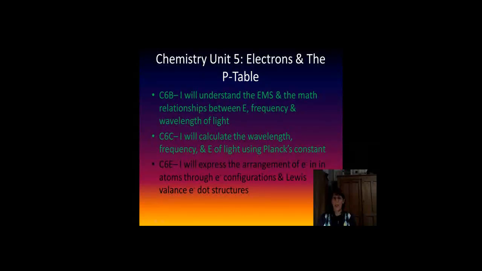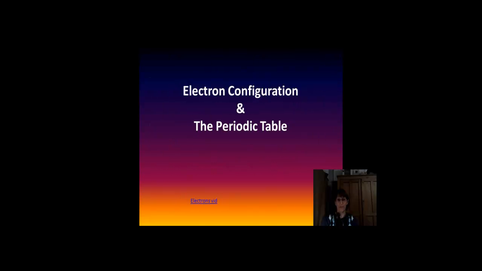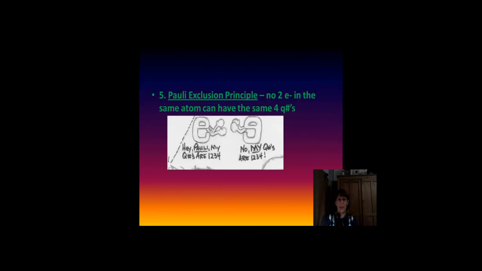Okay, this is Ms. Howard's chemistry class, Unit 5, Electrons in the Periodic Table. We're on the PowerPoint section number 4. We're still talking about electrons, so we're working on C6E, the electron configuration. And we're ready to talk about some more ways that we can figure out where those electrons are in the atoms. And number 5 on your notes is the Pauli exclusion principle.